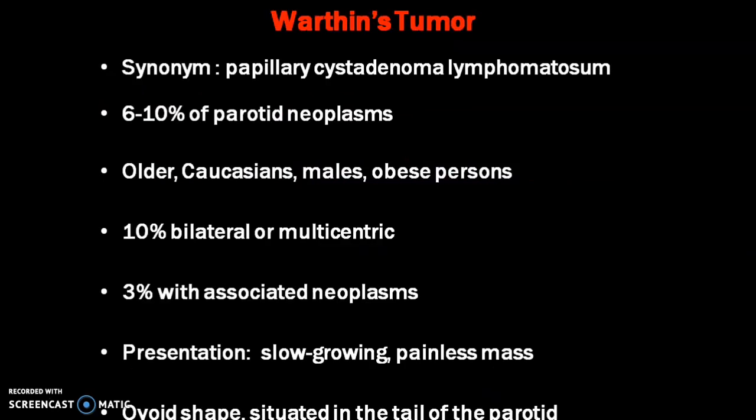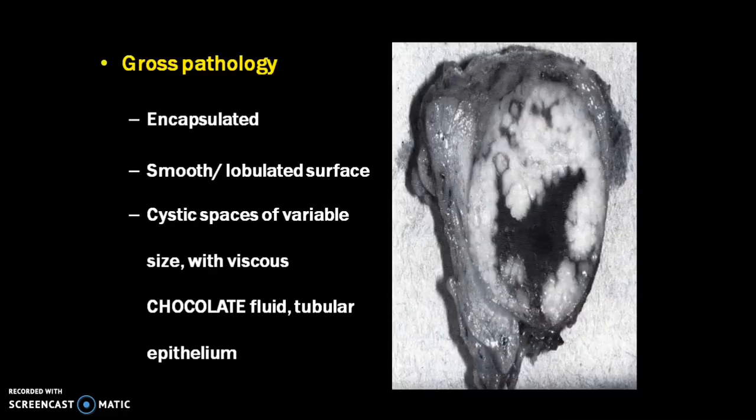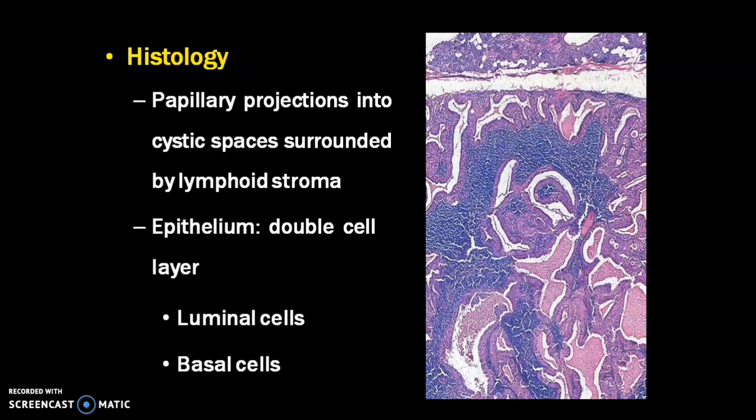Next is Warthin tumor. Synonym is papillary cystadenoma lymphomatosum. 10% of cases are bilateral and 3% have an associated neoplasm. Presentation is a slow growing, painless, ovoid mass situated in the tail of the parotid. On pathology, it is encapsulated with a smooth surface, with cystic spaces of variable size containing viscous chocolate fluid, and tubular epithelium is seen.